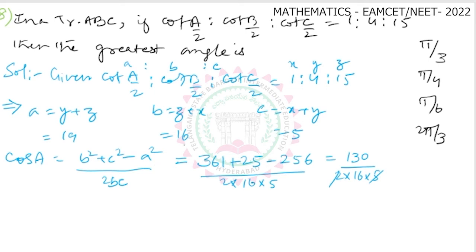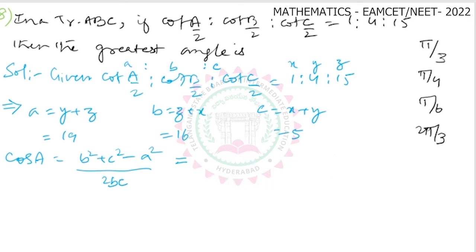What is b? B is 16. That is 256. So cos A is equal to 256 plus c square 25 minus 361 divided by 2 into 16 into 5.